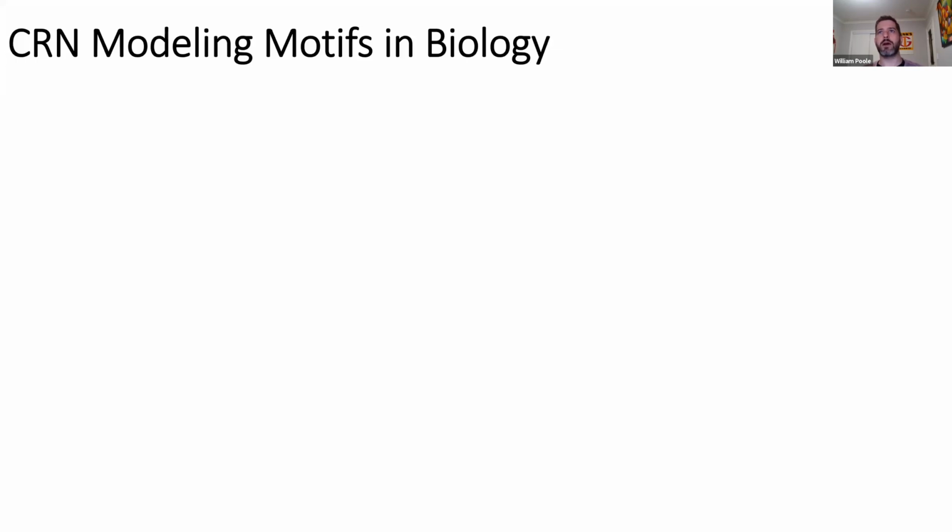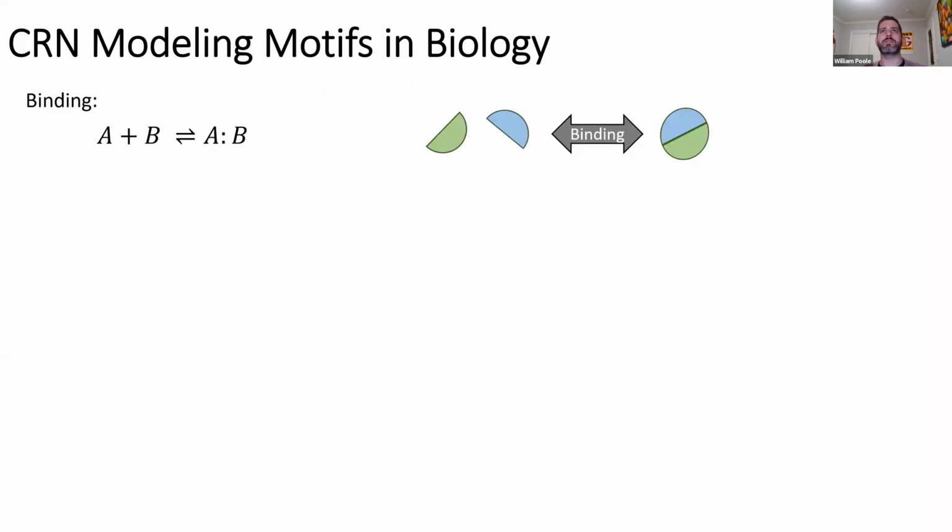Now, I'm not talking about individual atoms very much in this talk, and I'm not talking about bunnies or populations of organisms. Instead, I'm talking about molecular biology. And there's some motifs in molecular biology that we come across a lot. So for example, 2 molecules might bind together.